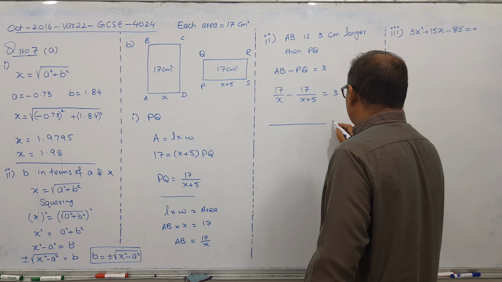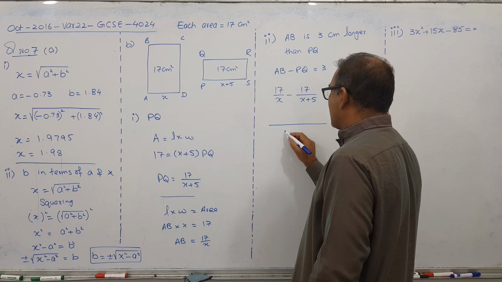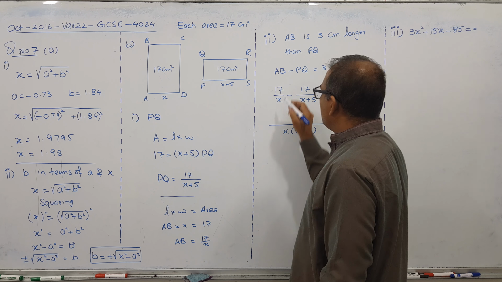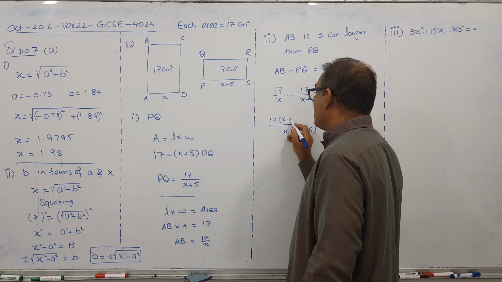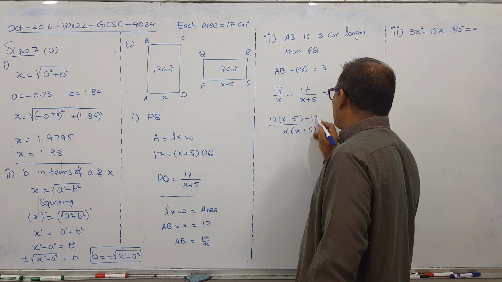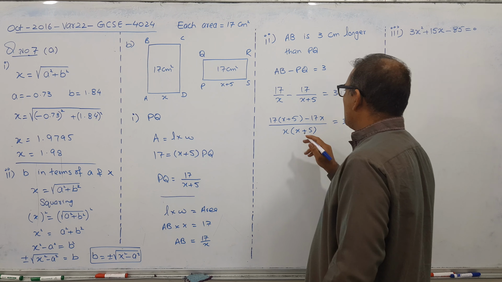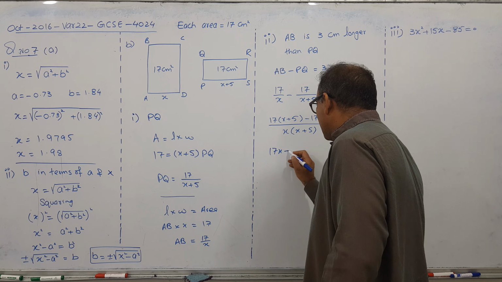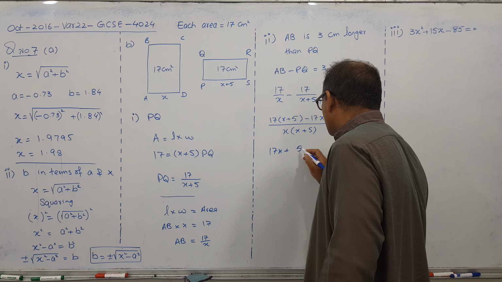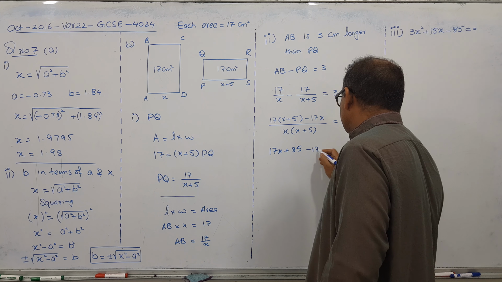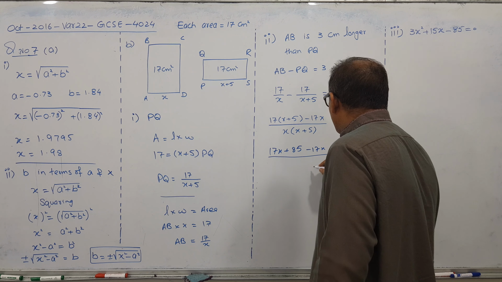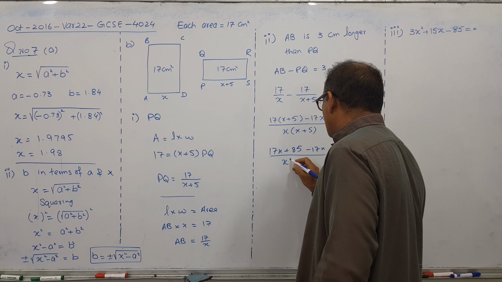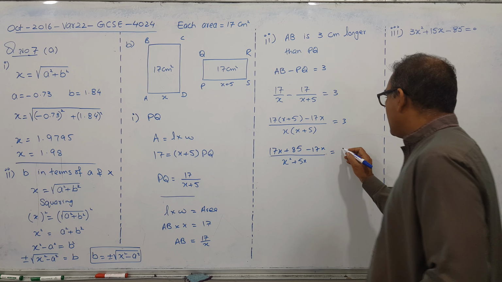And as I said before, when there is nothing common, I can take the LCM as the product of both. When you have this situation, it multiplies, but it's not always like this. It is only when there is nothing common in the denominator, simple product, that is fine. So 17 times x plus 5, I get 17x plus 85 and minus 17x. And in the denominator, I get x squared plus 5x. And here I'm getting 3.